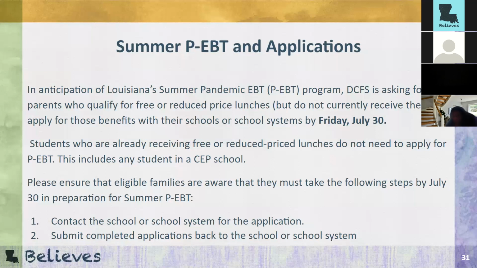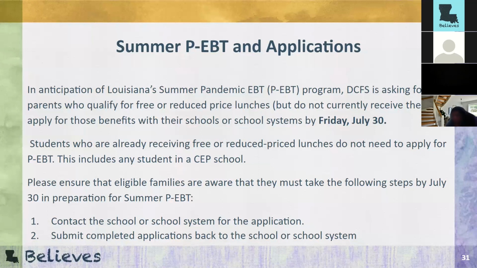So this is meant to capture those children who were not free and reduced at the end of the school year. So you didn't have an application on them in May, and they may now have become eligible for free or reduced. And so this is that population that we're trying to capture, because now that summer is here and these benefits are about to be issued, they want to make sure that they're capturing those newly eligible children who may not have had an application at the end of the school year.